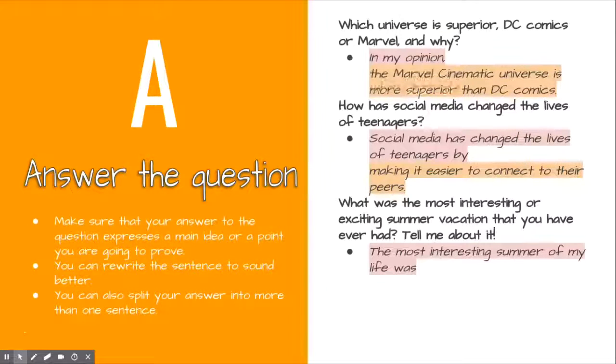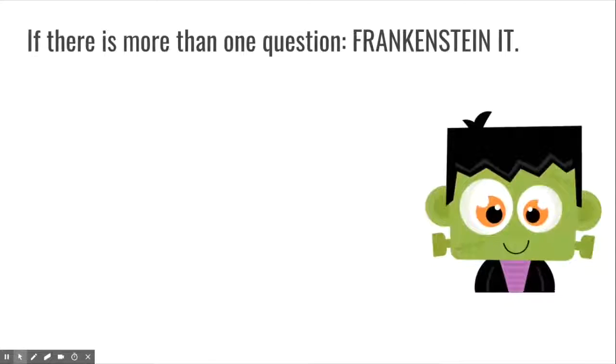Okay. Now what happens if there's more than one question? I say Frankenstein it. That's how I put it. A lot of times, if there's more than one question, there's still a main question. Sometimes the other questions in your writing prompt are more about helping you answer the main question. So sometimes we have one main question and sub questions that we also have to answer, but that doesn't mean we have to make a new paragraph for every new question. That's where you get to decide and structure it.